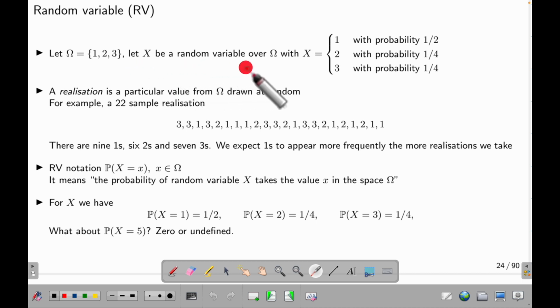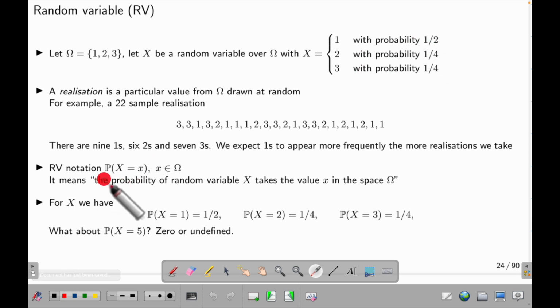Let x be a random variable over omega with the following definition. So this is defining x. x equals 1 with probability half, equals 2 with probability 1/4, and equals 3 with probability 1/4. For example, you select x 22 times. So you have 22 samples, and the realization is like this. Because the probability of getting a 1 is half, you should expect more 1s in these 22 samples. There are 9 ones, 6 twos, and 7 threes. So we expect 1 to appear more frequently because the probability of getting 1 is higher.